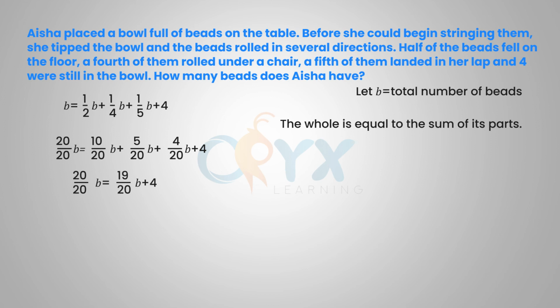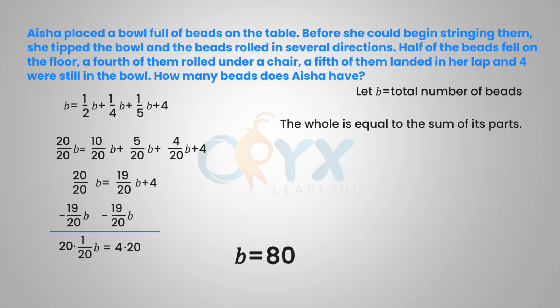In order to gather our variable terms, I'm going to subtract 19 over 20b from both sides of the equation. 20 over 20 minus 19 over 20 leaves me with 1 over 20. So 1 over 20b equals 4. The inverse of multiplication is division, so I can divide by 1 over 20, or I can multiply by the reciprocal, or the multiplicative inverse, which is 20 over 1. So if I multiply both sides by 20, I will get b equals 80. So the total number of beads Aisha has is 80.